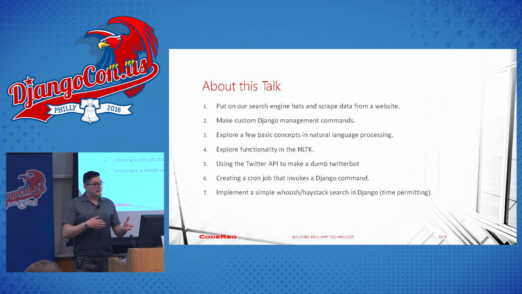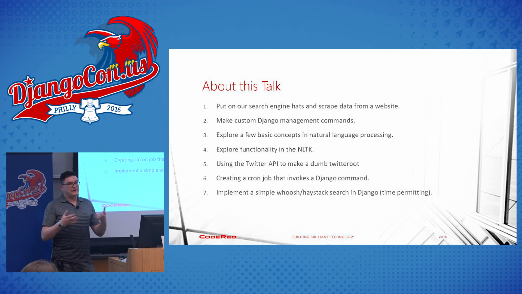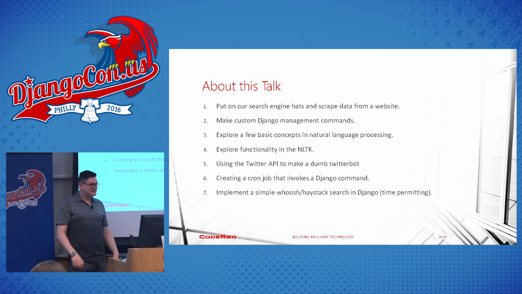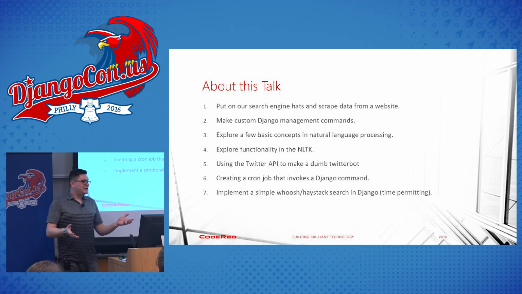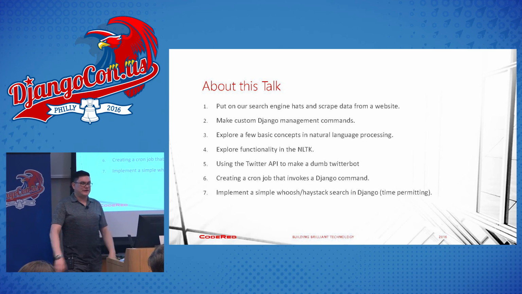And then we're going to look at using the Twitter API to make a dumb Twitter bot. We're not making a Microsoft Tay or anything like that. We're going to use a cron job to give life to our Twitter bot, to tweet out at appropriate times. And if we have time, I'll go into the Whoosh and Haystack searching of the movie database.